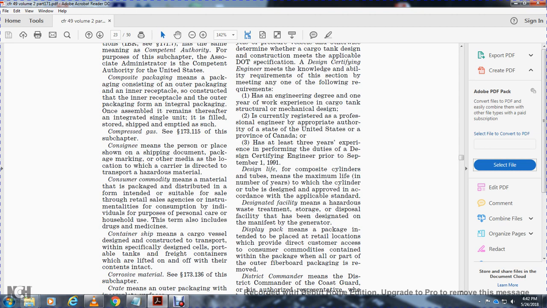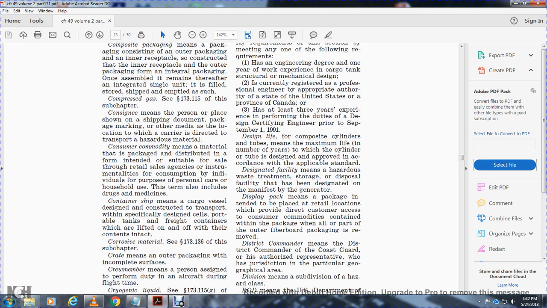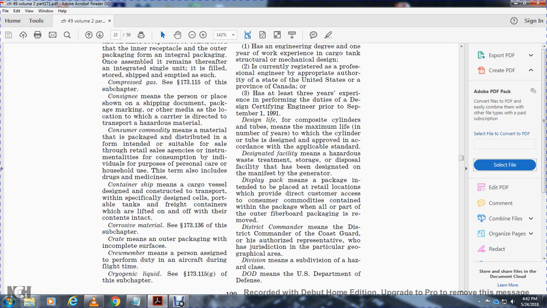Container ship means a cargo vessel designed and constructed for the transportation specifically designed for the carriage of portable tanks and freight containers which are lifted on and off with their contents intact. Corrosive material, 173.136 of the subchapter. Crate means an outer packaging with an incomplete surface. Crew member means a person assigned to perform duty on the aircraft during flight time.